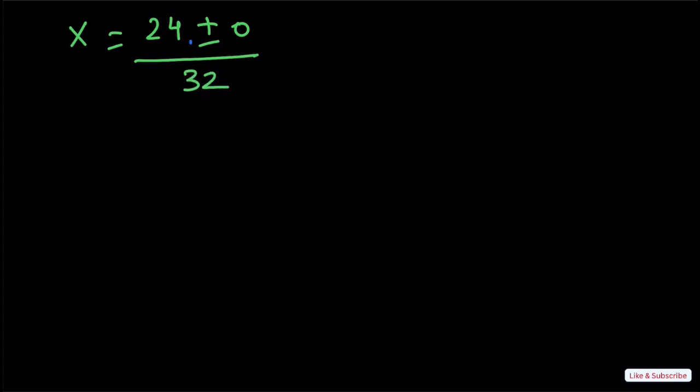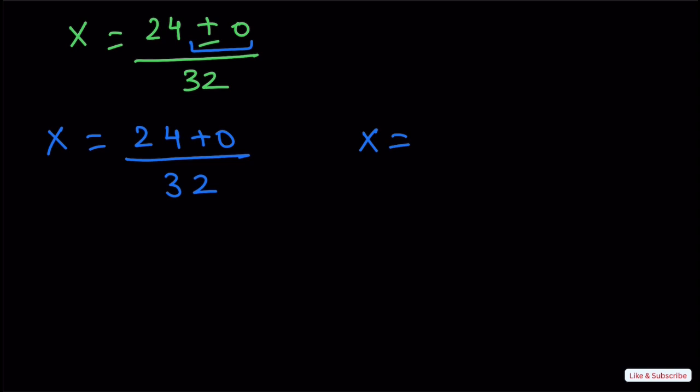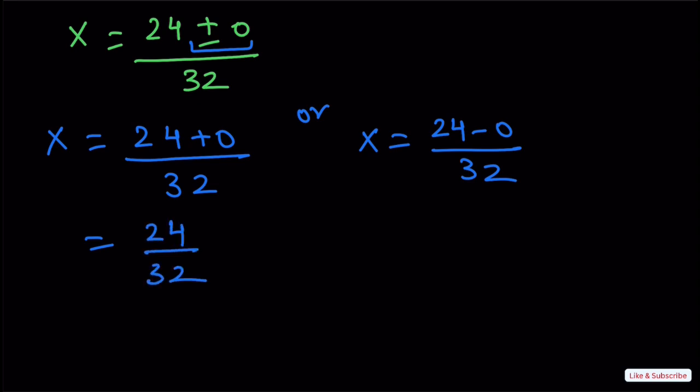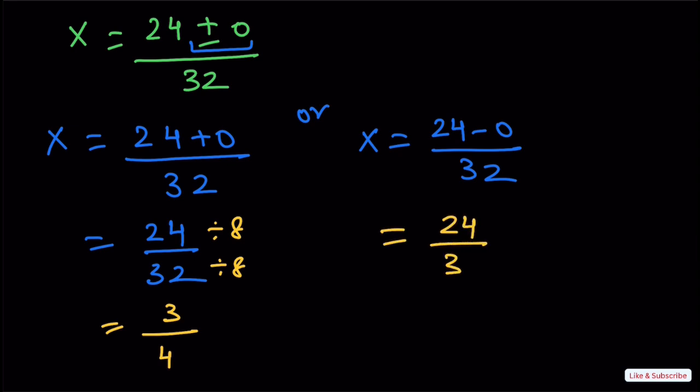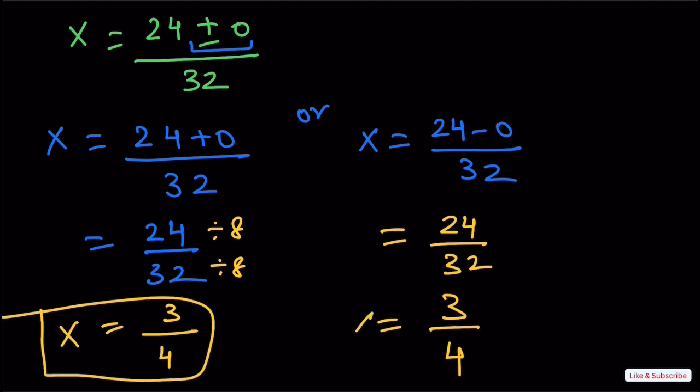Now I'm going to break down this plus minus 0 in the similar way. The value of x equals 24 plus 0 over 32, and the other value is 24 minus 0 over 32, which gives us 24 over 32. They both have the GCF as 8, so I can divide both of them by 8. 24 divided by 8, I got 3. 32 divided by 8, I got 4. Similarly over here, 24 over 32 gives us 3 over 4. Now the first root is 3 over 4 and the second root is also 3 over 4, so both the roots are equal. In this case, they are called repeated roots.